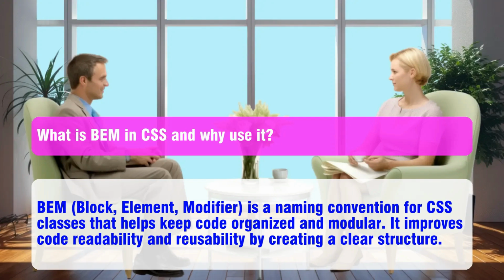What is BEM in CSS and why use it? BEM, block, element, modifier, is a naming convention for CSS classes that helps keep code organized and modular. It improves code readability and reusability by creating a clear structure.